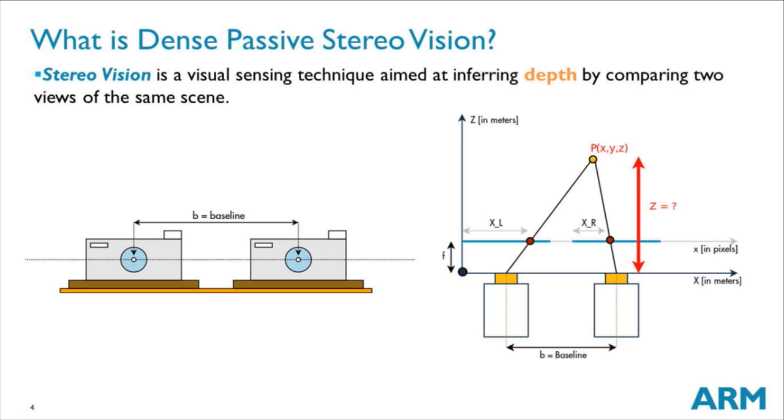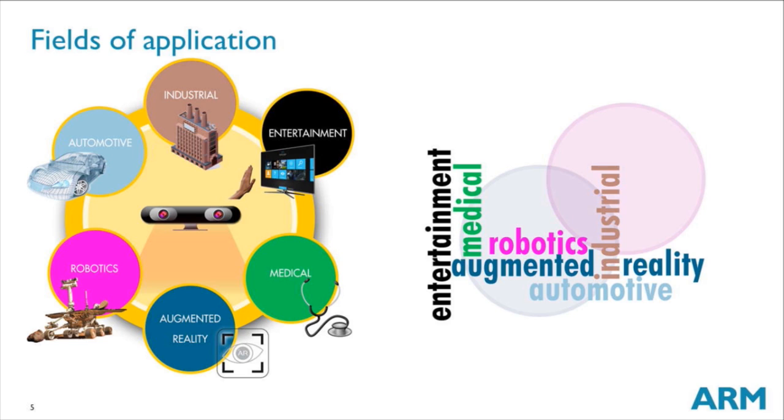What is dense passive stereo vision? Stereo vision is a really powerful visual sensing technique aimed at inferring depth by comparing two views of the same scene. But what does it mean? It means that if we have two cameras, we are able to capture the scene from two different points of view. For each point which is visible in both images, we can infer its depth. But in the title, we have two other keywords, dense and passive. With dense, we mean that we infer the depth for each pixel of the image. And with passive, we mean that we try to infer the depth for each pixel without using any structured light.